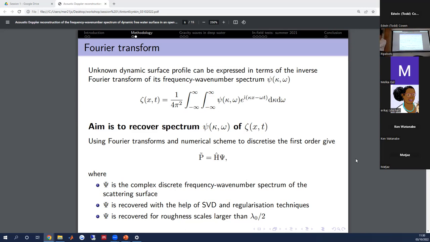And that's very useful to us because then we can find out the actual speed at which the surface pattern travels. So basically, this is a complex discrete frequency wave number spectrum of the scattering surface, the roughness itself. This is recovered with the singular value decomposition, some kind of mathematical tool. Because we don't have enough microphones to recover it precisely, we need to make assumptions. And that can recover the roughness scale larger than lambda naught, which is the wavelength of the acoustic wave.